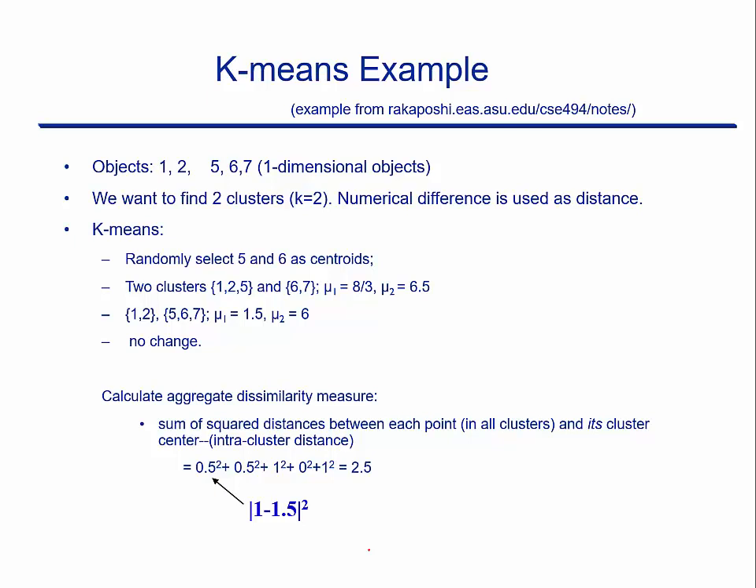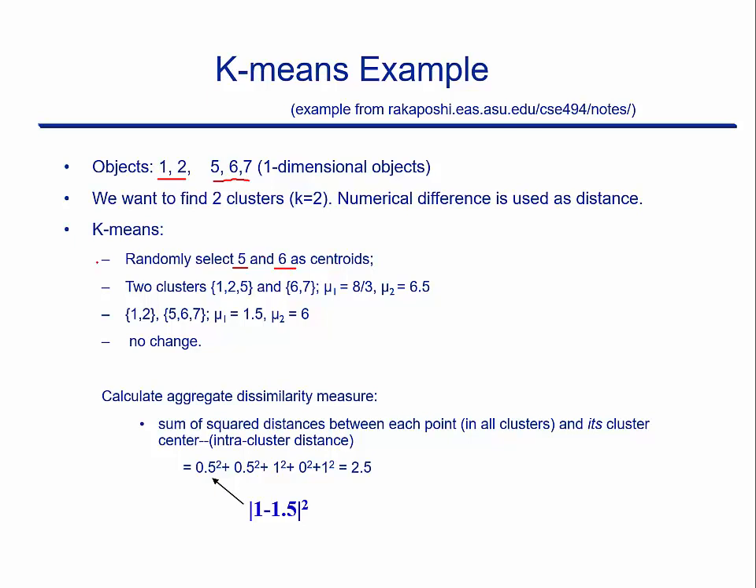Now, one more example of k-means. Here we will deal with points in a one-dimensional space, so they are real numbers. We have 5 objects: 1, 2, and 5, 6, 7. It is easier for human beings to identify that 1, 2 belongs to one cluster and 5, 6, 7 belongs to another cluster. Now we want to find 2 clusters, and we will use the numeric difference as the distance. Initially we will randomly select 2 points as the centroids. Suppose we select 5 and 6 as the centroids.